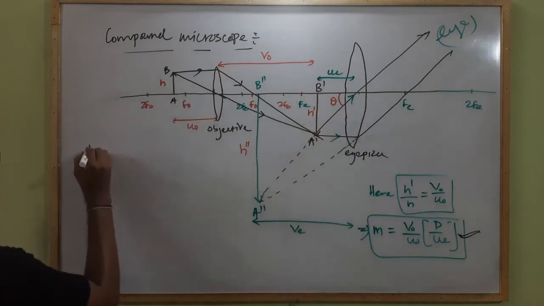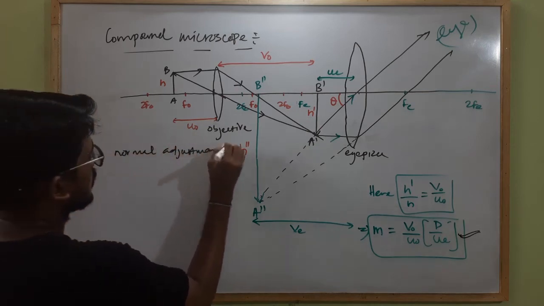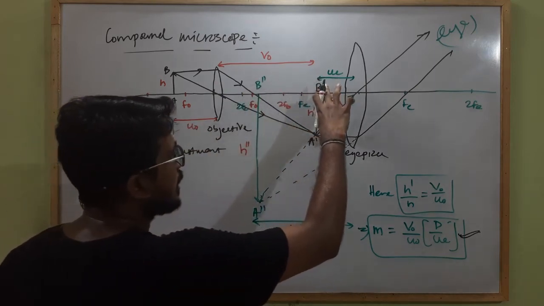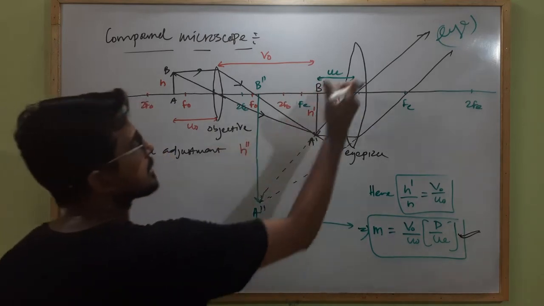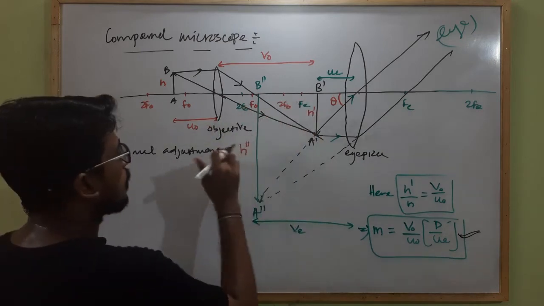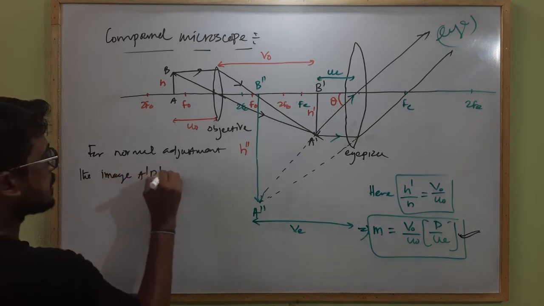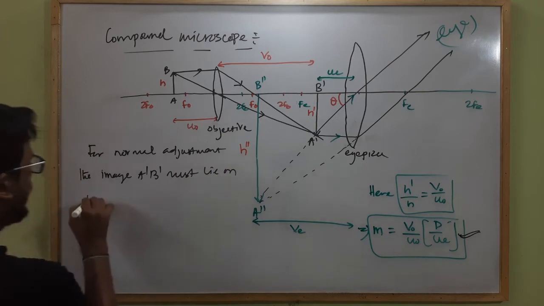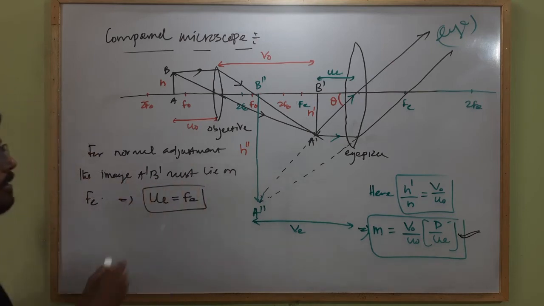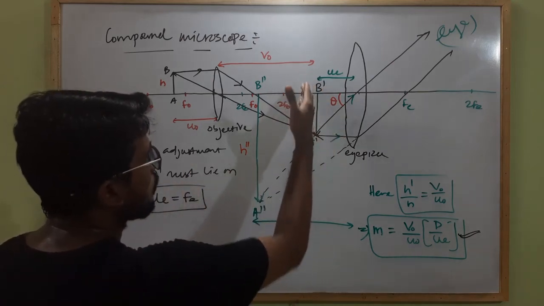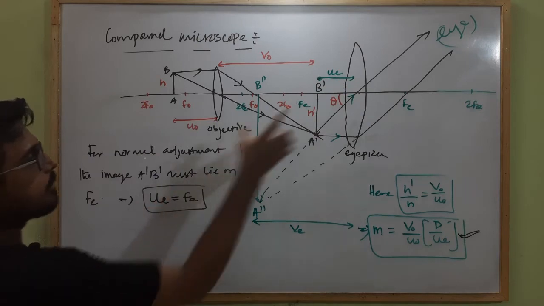So for normal adjustment, the condition is that the image A dash B dash must lie on the focus of the eyepiece so that its image will be formed at infinity, and the rays can easily reach the eye. So the condition for normal adjustment is that the image A dash B dash must lie on FE. This implies UE will become FE. Because if the image A dash B dash lies on the focus of the eyepiece, then the object distance UE will become FE, the focal length of the eyepiece.